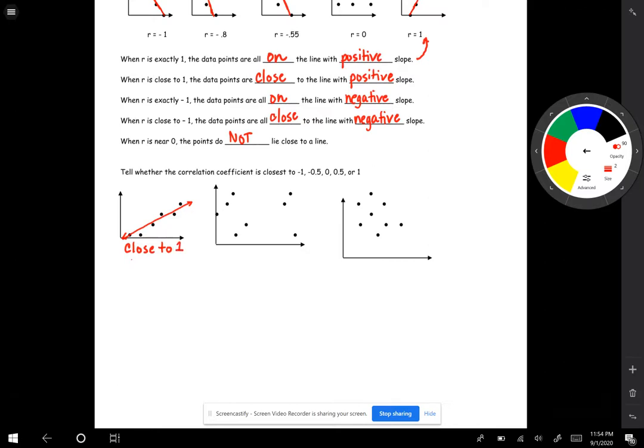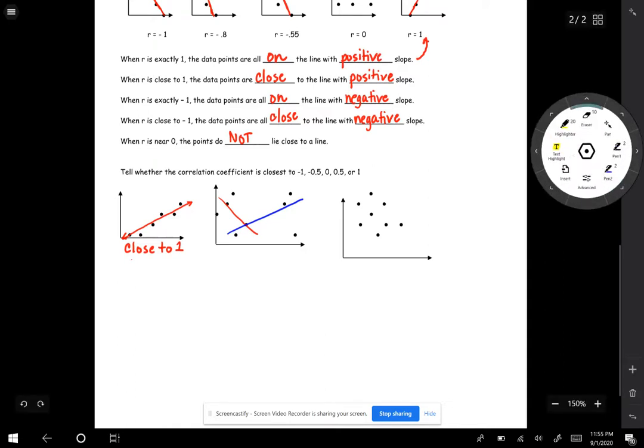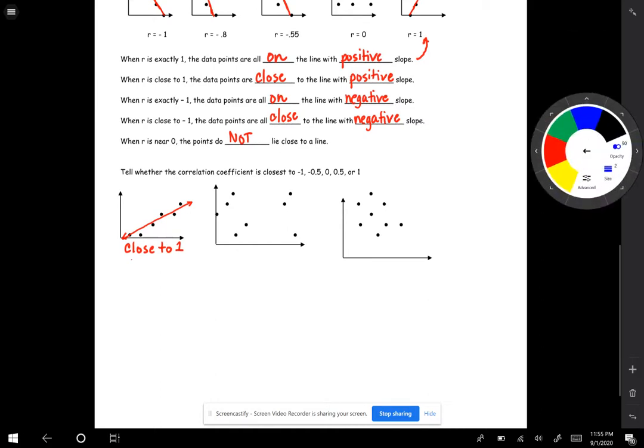Okay, next one, how do I even go about drawing a line? Do I draw it this way? Do I draw it that way? I mean, you just can't. The points are too scattered everywhere. So this particular one is probably going to be 0, closest to 0. It could be even like 0.1, but it's closest to 0.